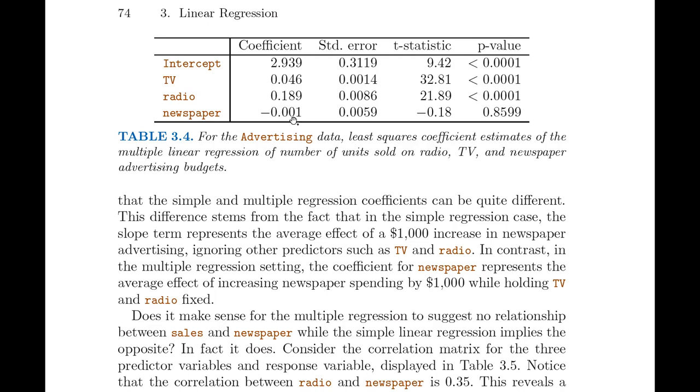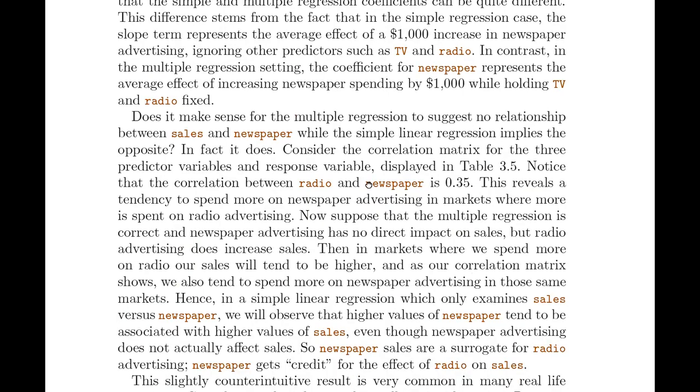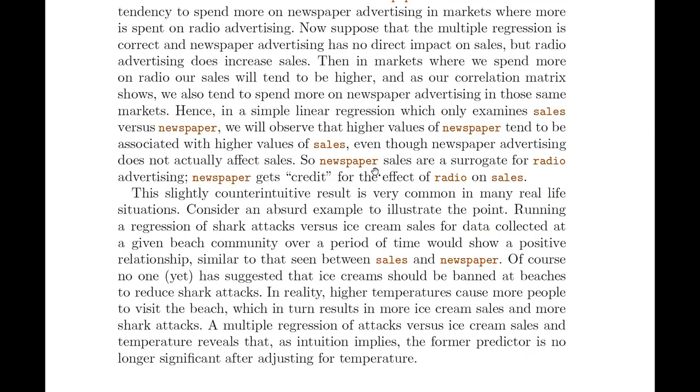Do we conclude that it's zero? The t-statistic tells us yes, because instead of a very low p-value, we have a very high p-value. The highest is 1, so it's really, really close. So newspaper sales are a surrogate for radio advertising. Newspaper gets credit for the effect of radio on sales. The slightly counterintuitive result is very common in many life situations.